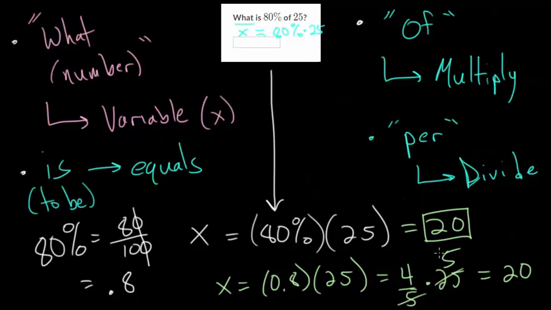Is 20 really 80% of 25? So 100% of 25 is 25. So 80% of it is going to be a little bit less, but still pretty close to it, and 20 does match that description. So you can always double check this. Once you've done it by hand, you can double check it in your calculator. Actually multiply 80% times 25, and you'll see that you get 20.